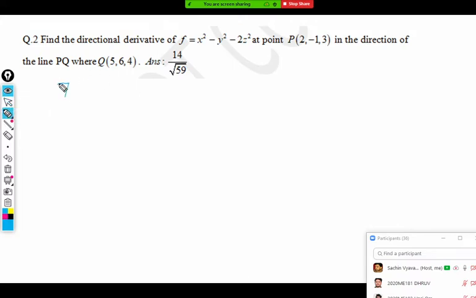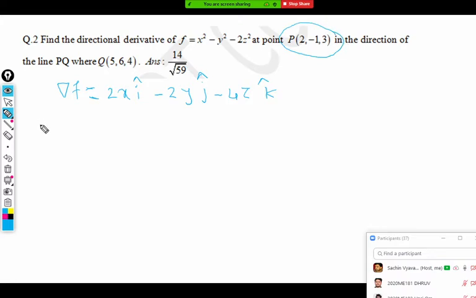Del f is equal to? Write the formula first: dou f by dou x i plus dou f by dou y j plus dou f by dou z k. Tell me now, dou f by dou x: 2x i, minus 2y j, and dou f by dou z: minus 4z k. This is actually the gradient at any point x y z, the general vector. But we want it at a point P.